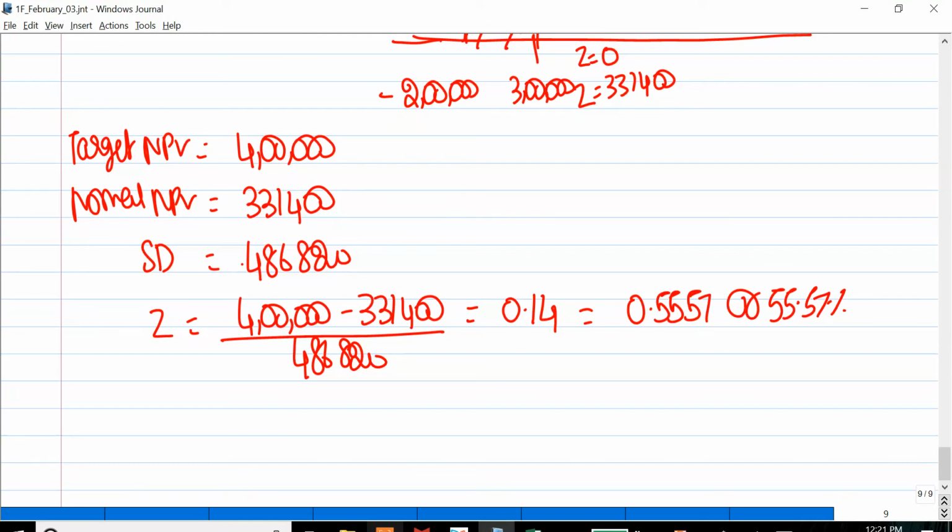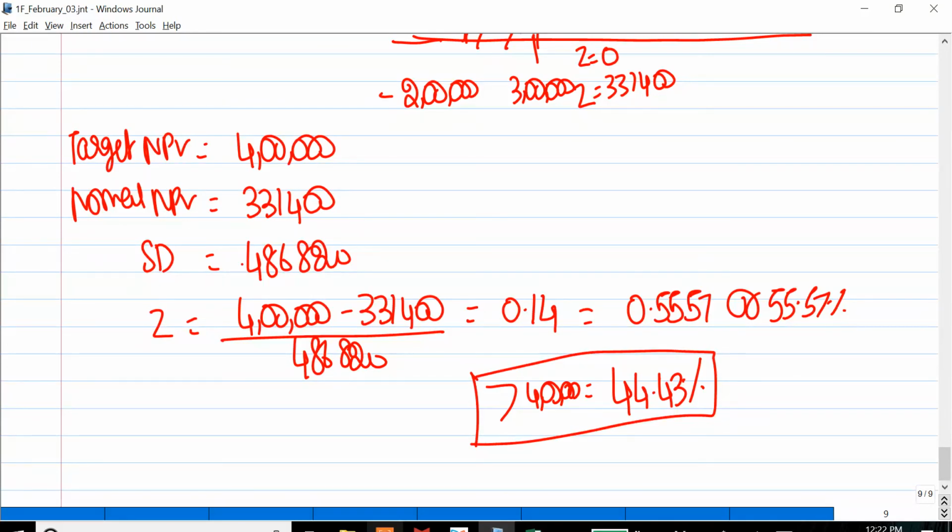55.57% is the probability of the project having less than 4 lakhs. Greater than 4 lakh answer is going to be 44... Greater than 4 lakhs. They have asked at least 4 lakhs, so that is 44.43%. Any doubts on this? Clear? Can we proceed?